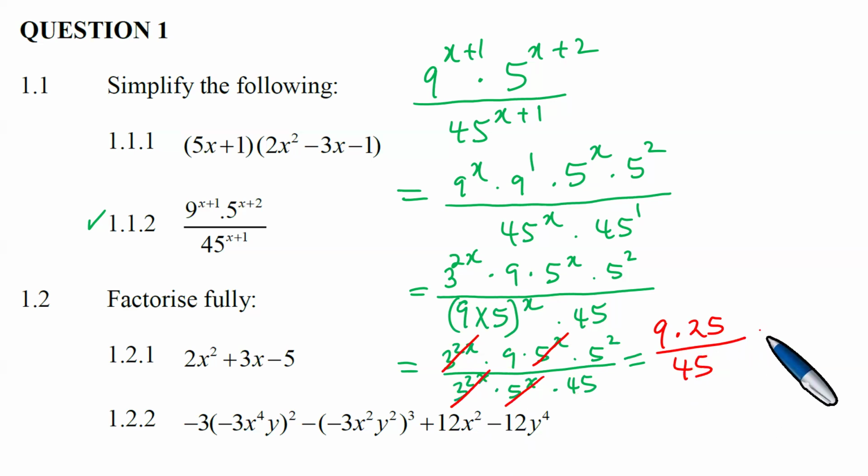We need to simplify this. What is the answer if we deal with this now? 9 times 25. Yes, 9 times 25, which is equal to what? 225 over 45. Okay, good. And very, very well done. So we have exactly that one.